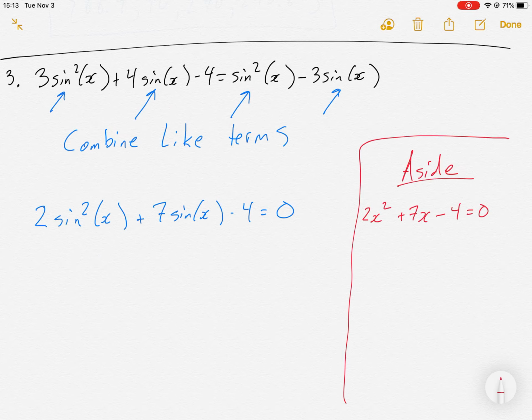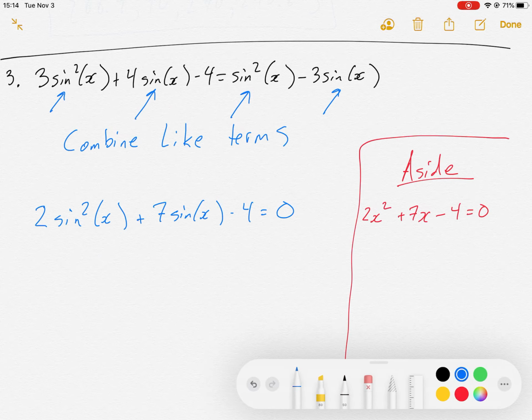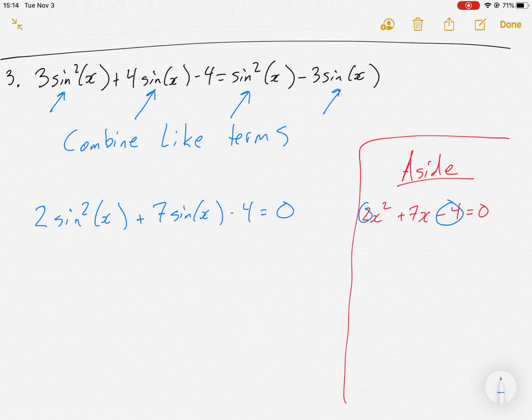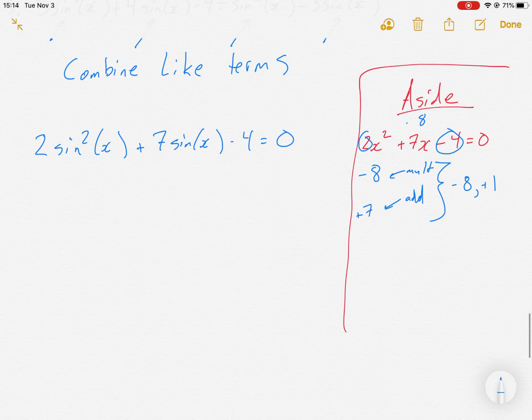Now this is just a regular factoring problem where you take the first term, which is 2, and multiply it by your last term. You get negative 8. You need two numbers that multiply to negative 8, and then add up to positive 7. And so negative 8 and positive 1 would work. Negative 8 times 1 is negative 8. Negative 8 plus 1 is 7.